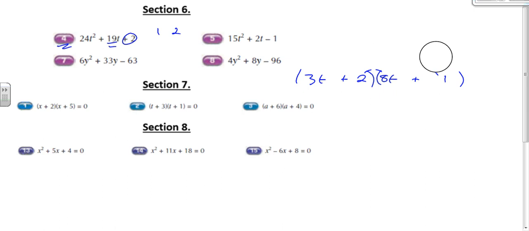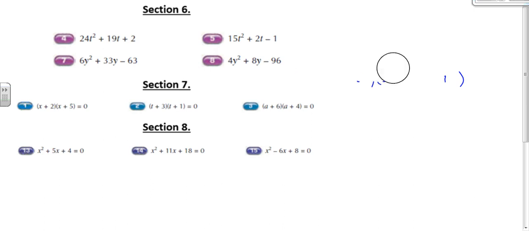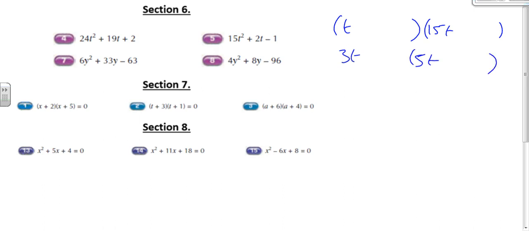And from this textbook, these pink questions, they meant they were grade A questions. So you're now looking at the grade 7 questions. So 3t plus 2, 8t plus 1. Well done if you got that one. Next one's a little bit easier. It can either be 1t and 15t, or it can be 3t and 5t.